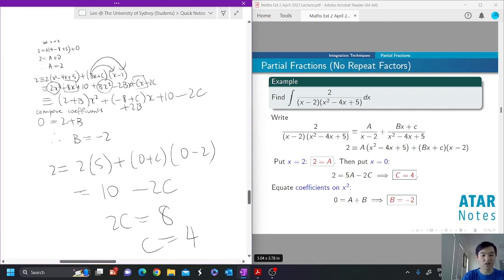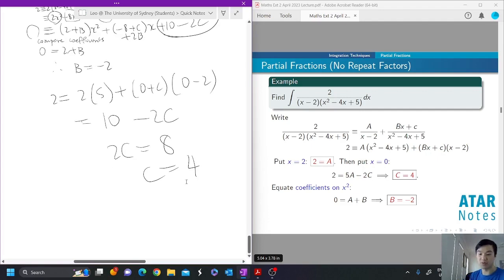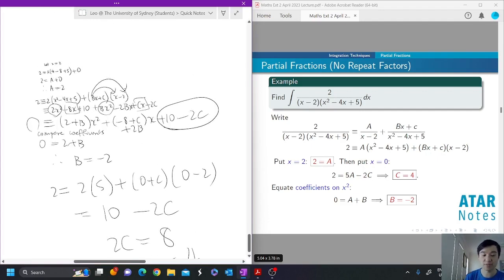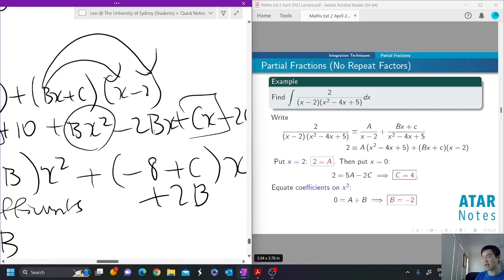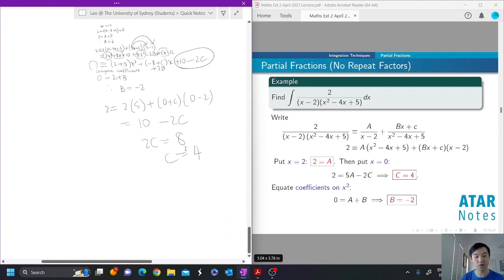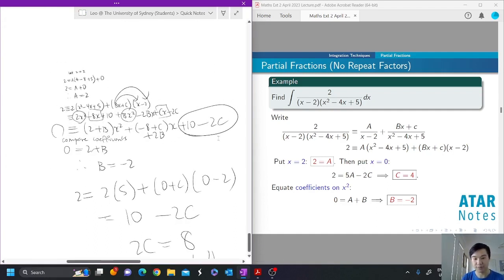So you could have actually compared the coefficient of this with that. So you would have gotten 2 is equal to 10 minus 2c anyway, which would give you c equals 4. So just don't make any silly mistakes like I just did, where when I expanded, instead of saying bx, this should have been minus 2bx instead of just minus 2b. So c is equal to 4 and b is equal to negative 2 and a is equal to 2.